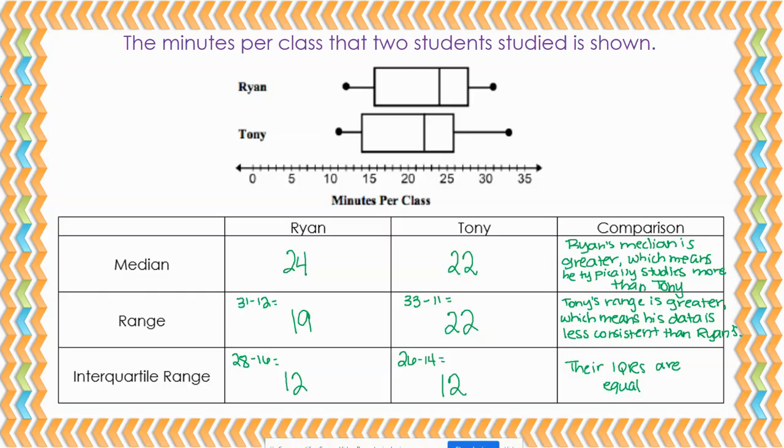When you're looking at data to compare in a box plot, I want you to always remember, and you can write this on the bottom of your page, the median is going to describe your typical performance. And then the IQR, so your interquartile range, these describe consistency.